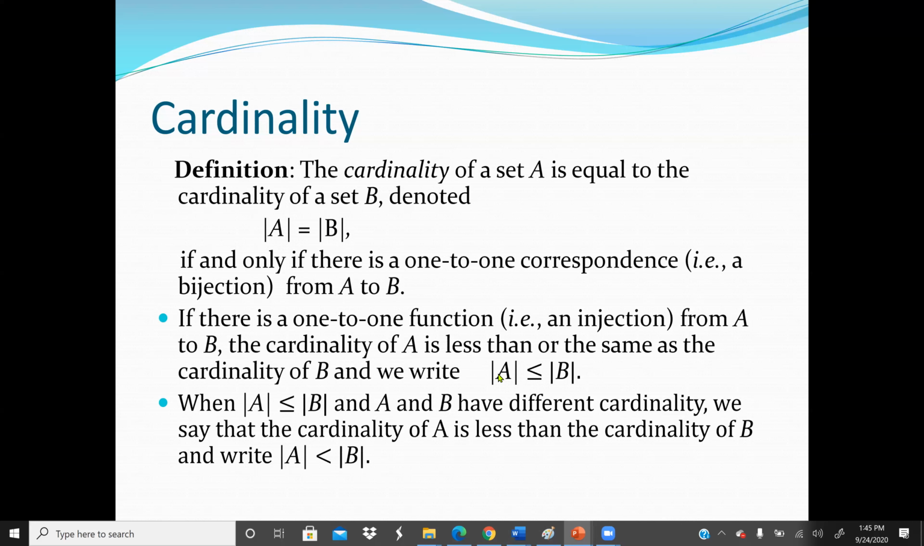So that's why we have this condition, saying that if there's only a one-to-one relationship from A, that means everything in A generates something in B. But maybe there is something in B that A didn't generate and is there by itself. Then we have what we call the injection. So this means the number of elements in A can be less than in B. Now here we say that if A is less than or equal to B and A and B have different cardinality, we say that the cardinality of A is less than the cardinality of B, and we can write it as A is less than B.